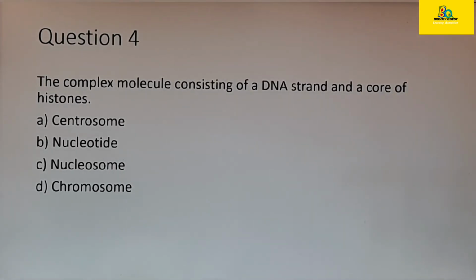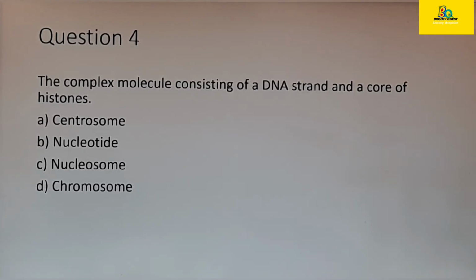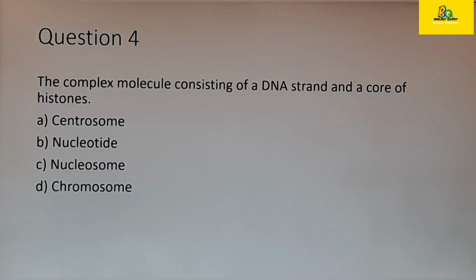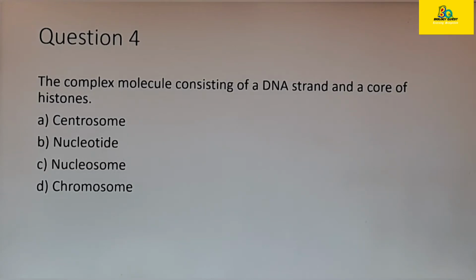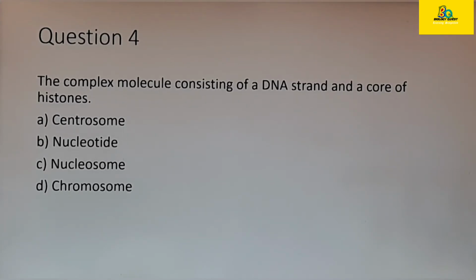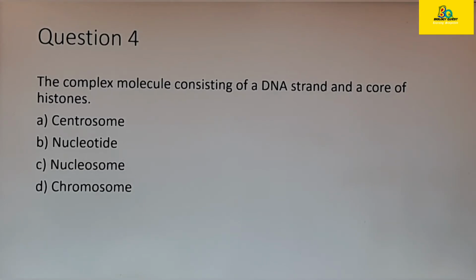Question 4. The complex molecule consisting of a DNA strand and a core of histones. Options are centrosome, nucleotide, nucleosome, chromosome. What is a centrosome? Centrosome is an organelle that is found only in animal cell. Nucleotides are the basic units of DNA. What is nucleosome? Nucleosome is the complex that is formed by a central core of 8 histone proteins around which a DNA strand is wound, isn't it?